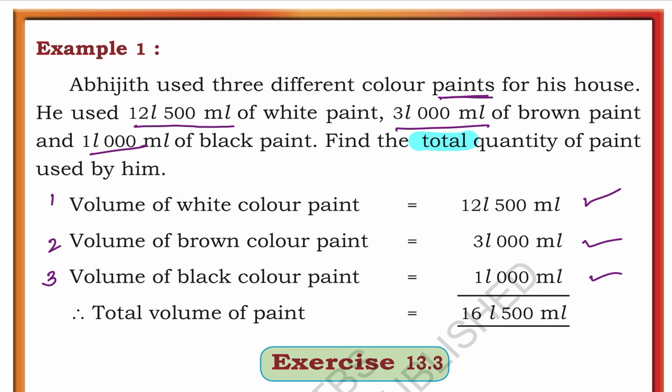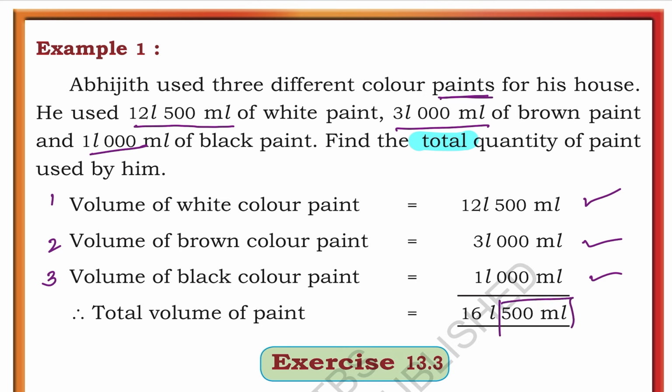Now, you have written separately liters and milliliters separate. We have 2 mixed units. We have both liter and milliliter in this question, right? Liter is a bigger unit, milliliter is a smaller unit. First you add whichever is in milliliters. 0 plus 0 plus 0 is 0, 0 plus 0 plus 0 is 0, 5 plus 0 plus 0 is 5, 500 milliliter.